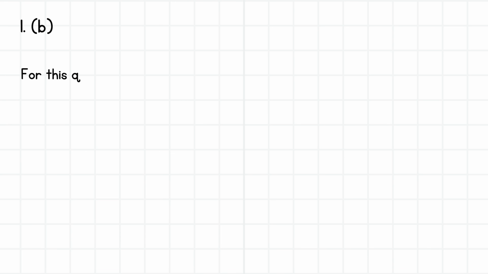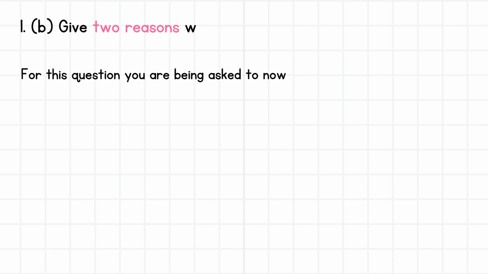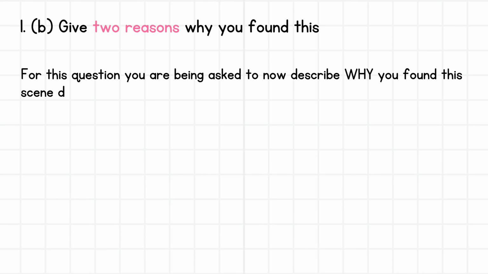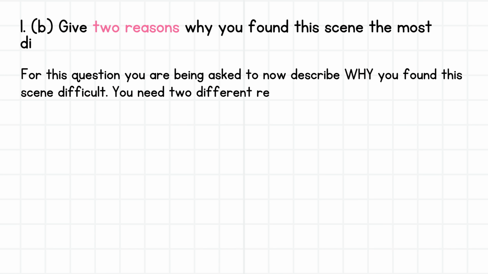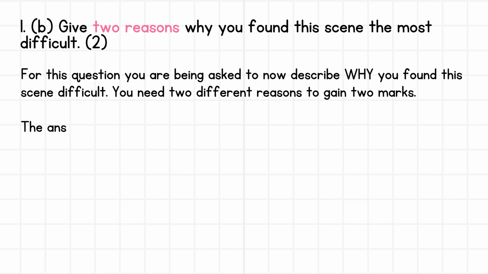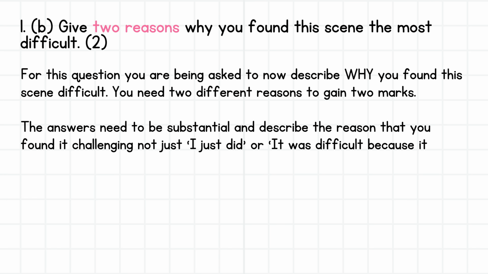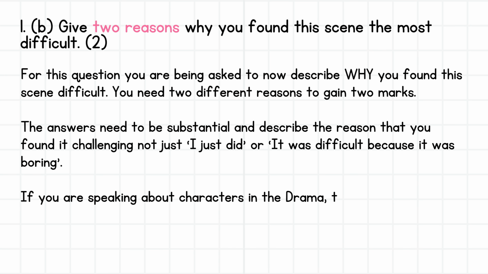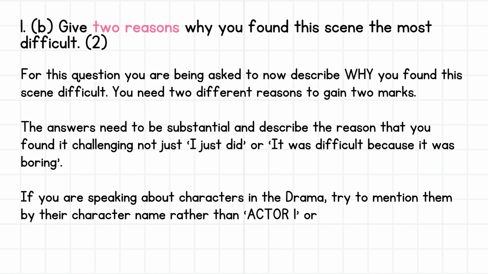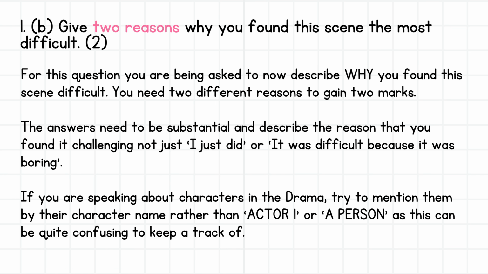The next part of this question says, for 1B, give 2 reasons why you found this scene the most difficult, for 2 marks. For this question, you're being asked to now describe why you found this scene difficult. You need 2 different reasons to gain those 2 marks. The answers need to be substantial and describe the reason that you found it challenging, not just "I just did" or "it was difficult because it was boring", because these aren't very descriptive. The SQA marking scheme states that 1 mark is given for each valid reason given by the candidate.